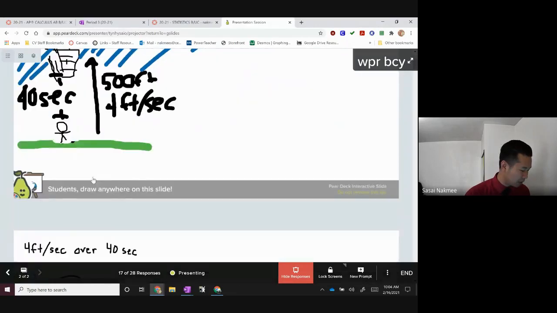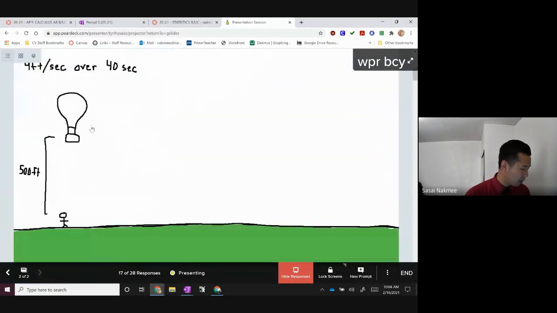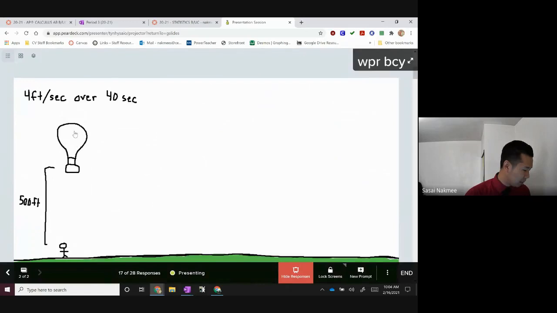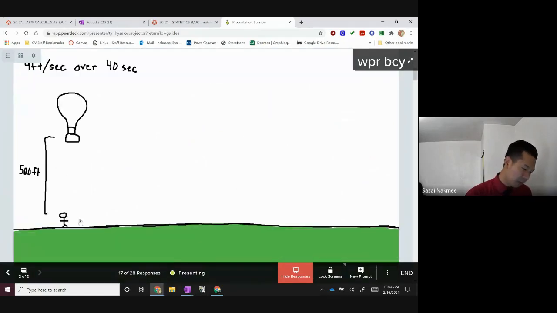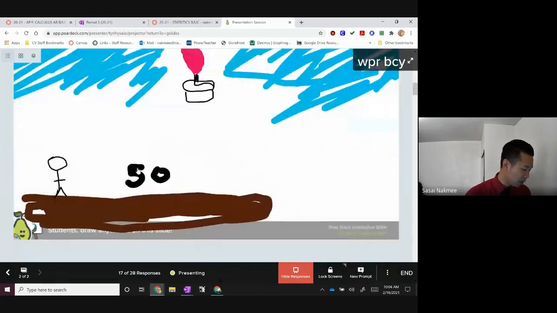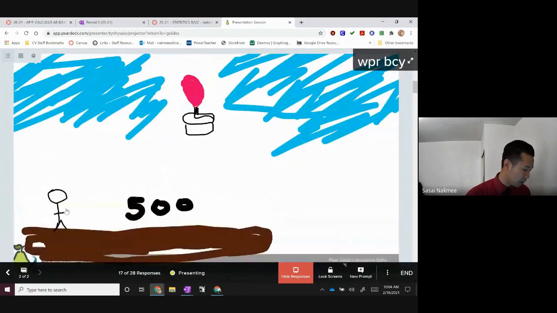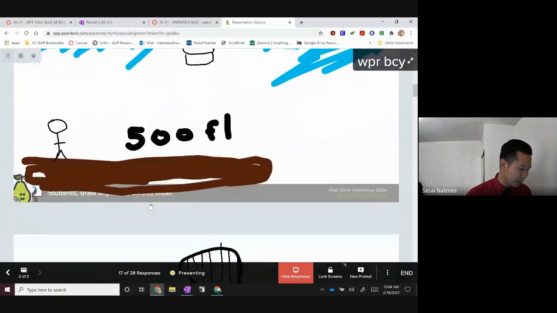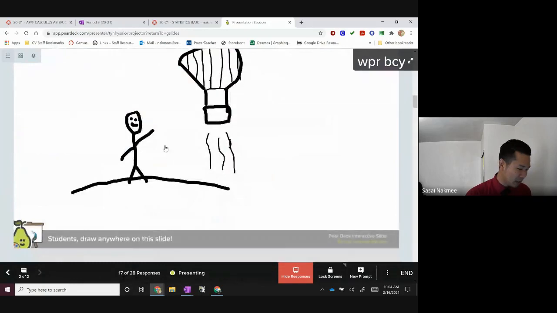Let's take a look over here. Same thing here. Balloon rising up. And they drew the observer directly underneath the balloon. That's interesting. This person didn't. This person drew the balloon over here and drew the observer 500 feet away from the balloon. I like that. Same thing here. The observer's off over here to the side. The balloon is rising over there, right?